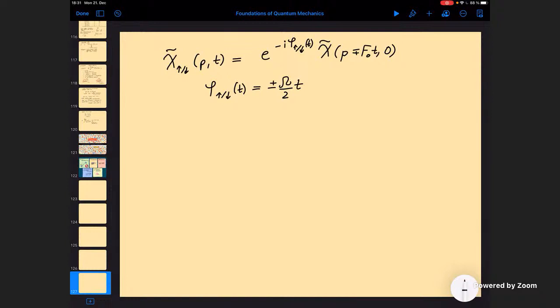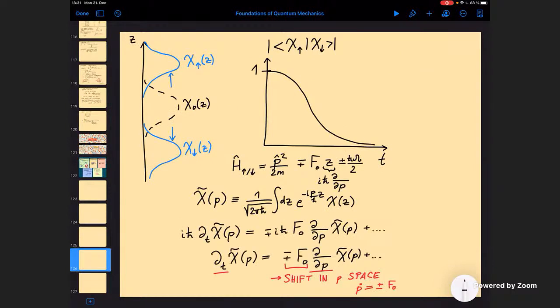And then there is another term that is actually momentum dependent. And that's also quite interesting. I will just write it down once. So this is what you get if you work it out completely. Now, what is of particular interest to us is exactly the overlap between chi up and chi down, this kind of thing that we had here.